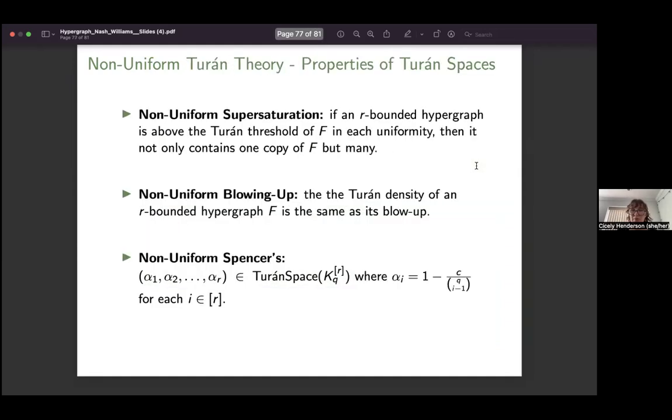But skipping a little bit, we were then able to use this definition to generalize the key results of hypergraph Turán theory to our non-uniform Turán spaces. So we showed a non-uniform supersaturation, a non-uniform blowup, and then a non-uniform Spencer's. And with that, we were able to combine all those properties, show that each absorber has enough space to embed in the graph, which then, as we talked about, is sufficient to prove that these omni-absorbers do exist in our hypergraph Nash-Williams setting.